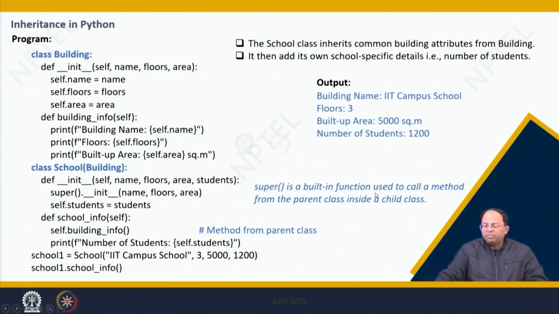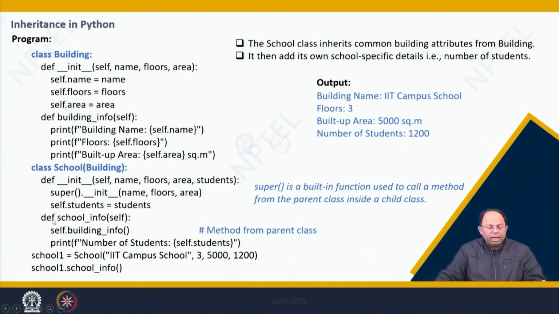So super is a built-in function which is used to call a method from the parent class inside a child class. That means we are calling the initialization method from the parent class, which is building, inside this child class, which is school, by using this super syntax. Now in addition to calling this function, we can also define a function within this particular class, which is school, and then we can also call the functions of the parent class as well.